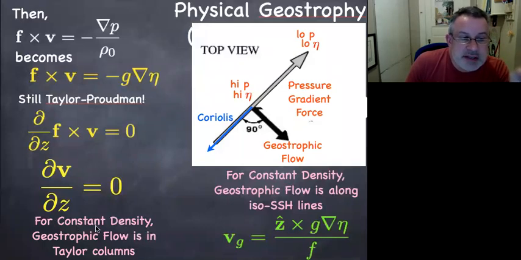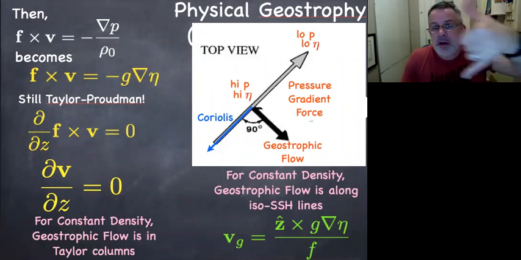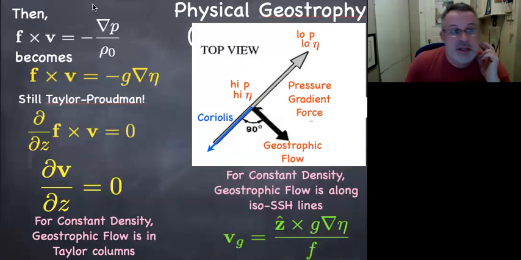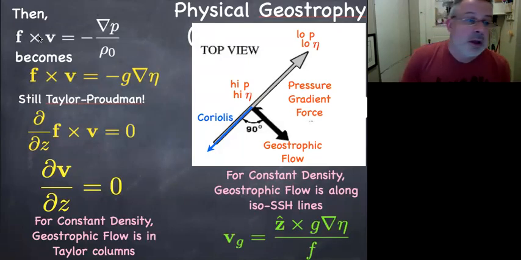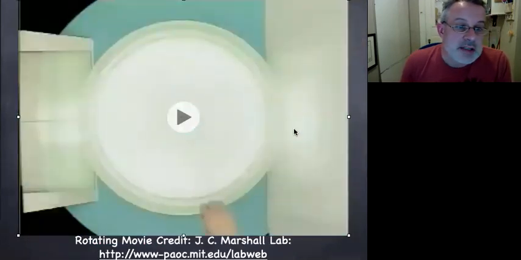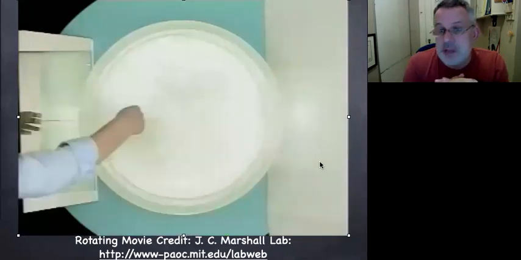So for constant density fluid, the geostrophic flow is actually in Taylor columns. They don't tilt over, they just move around like this. No shear from top to bottom in the geostrophic flow. And here's the little bit of algebra that shows that. But that's the situation.